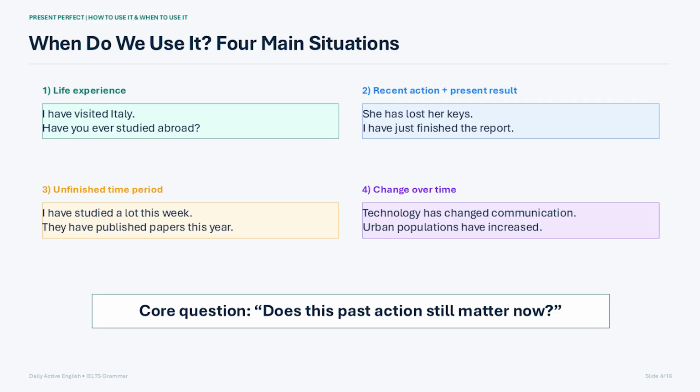Third, we use it for unfinished time periods. For example, I have studied a lot this week. This week has not finished yet, so the time period continues. Fourth, we use it for change over time. For example, technology has changed the way people communicate. This is very common in academic and IELTS writing.